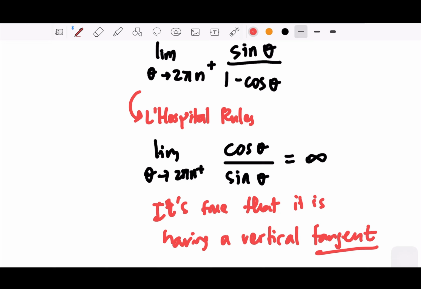So a horizontal tangent is when the slope is 0, and a vertical tangent is when the slope is similar to an asymptote. So it has an infinite point.